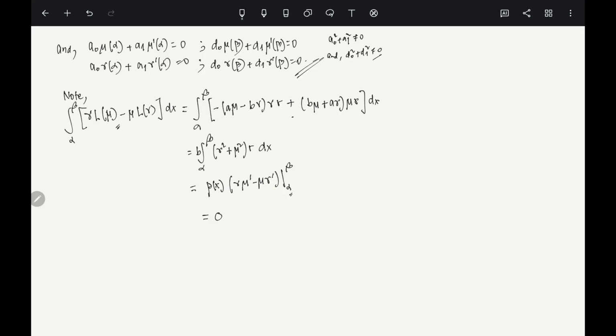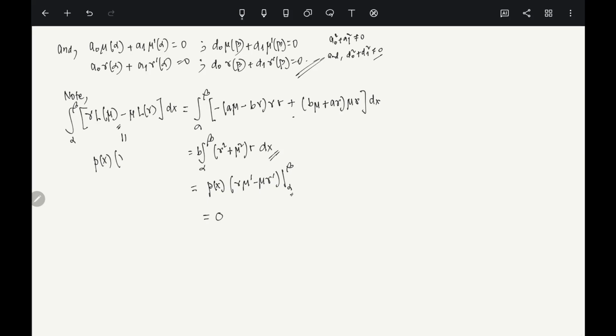Now if this is 0, then what does it say? It says that this particular thing is 0, right? I should have written it like this: P of x times gamma mu prime minus mu gamma prime evaluated between alpha and beta is this, and so basically this is nothing but 0. So that means B times the integral from alpha to beta of gamma square plus mu square times R dx is going to be 0. What does that imply?